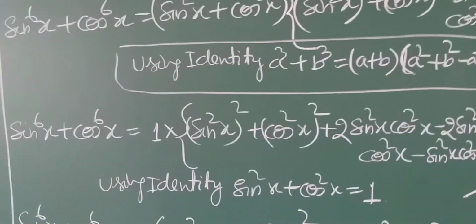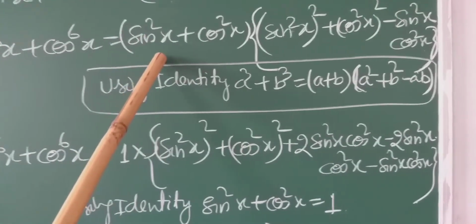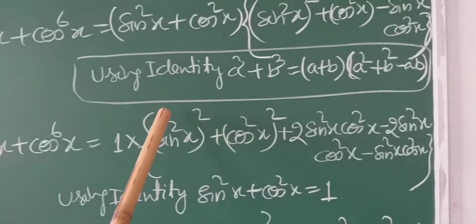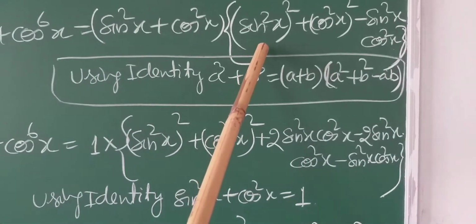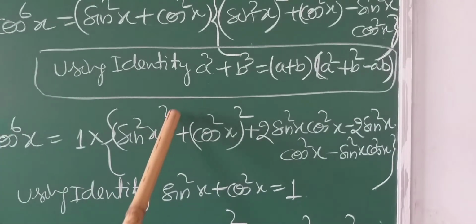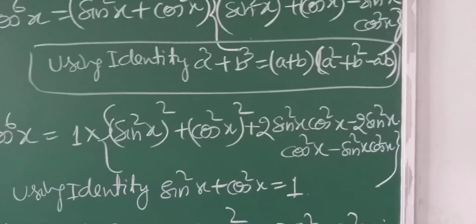Okay, students? So sin to the power 6 x plus cos to the power 6 x. We know that sin square x plus cos square x equals 1. So at this place we can write 1. Now it is a square, students, sin square x whole square. It is b square, cos square x whole square.